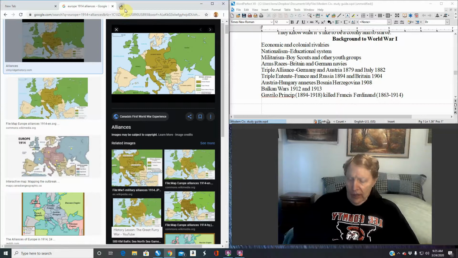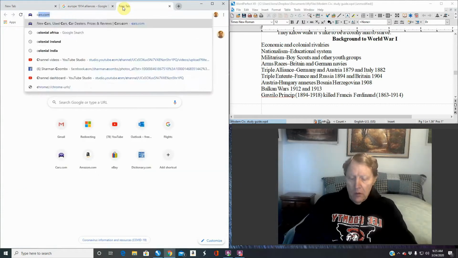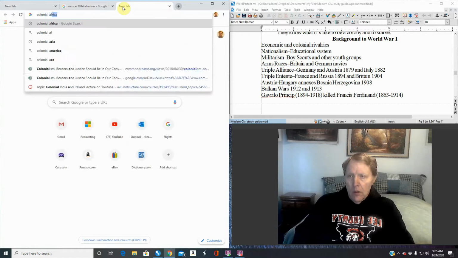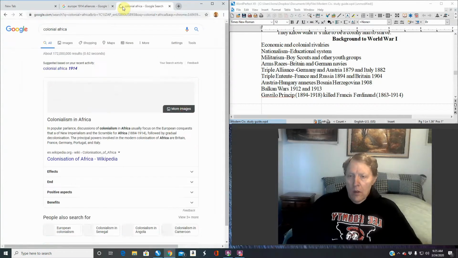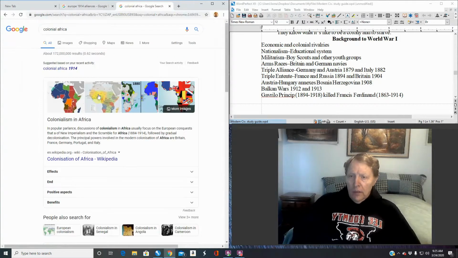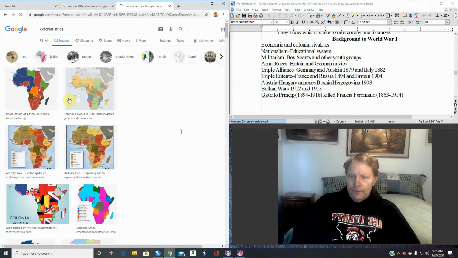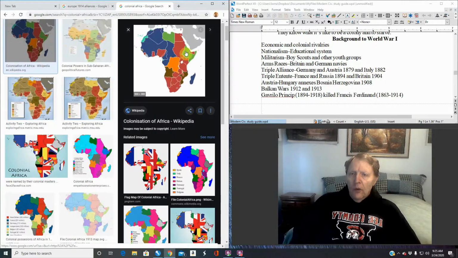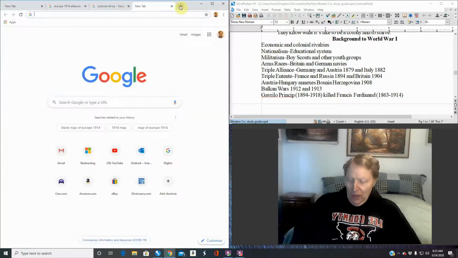Let's go back and look at our map of colonial Africa. Oh, if I can get it up here. And maybe I can get enough clarity. Notice in this map, it's not as good as I hoped it would be. Can you see there's Italy right up here, Sicily and Italy? Well, I'll try it one more time.